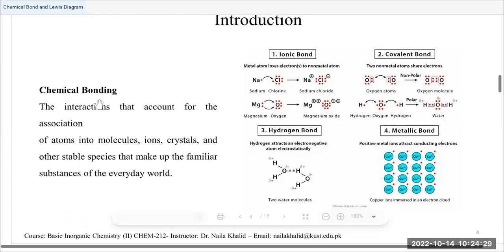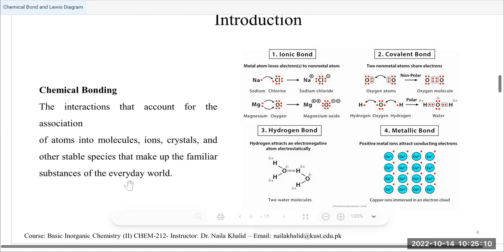A chemical bond is a force or an interaction that accounts for the association between atoms in a molecule, in ions, in the form of crystals, or in some other stable species. So you can say that a force or an interaction that holds the atoms in a molecule is known as a chemical bond. A chemical bond is a force that holds two atoms together, in the form of a molecule, ions, crystals, and some other stable species.